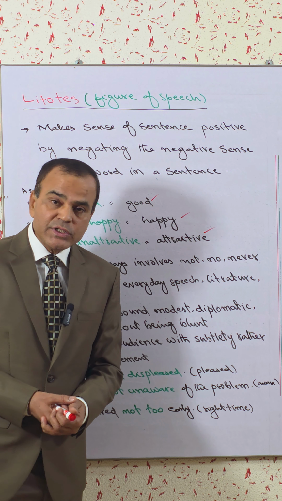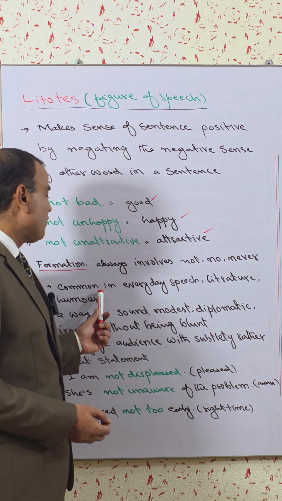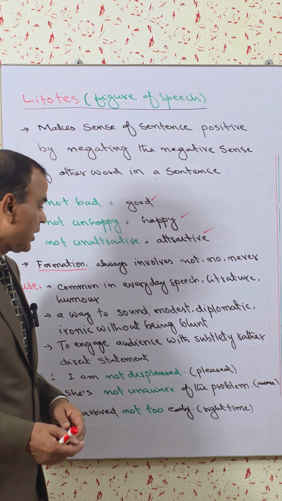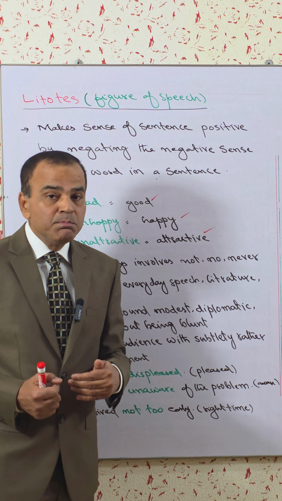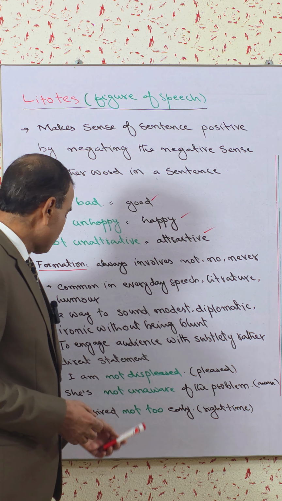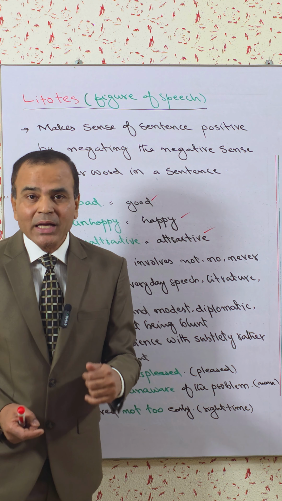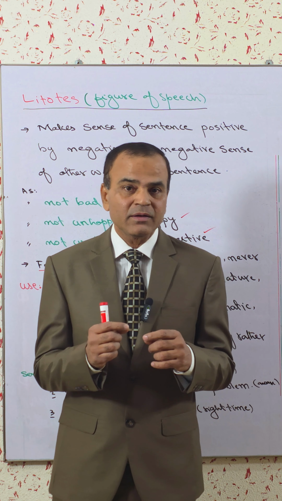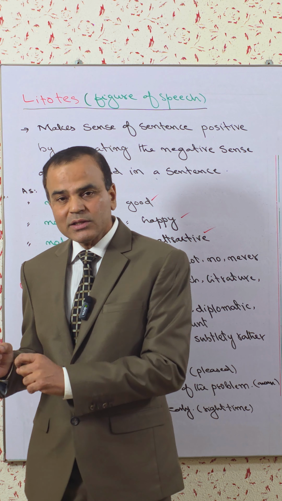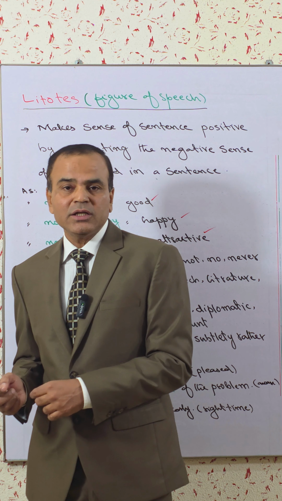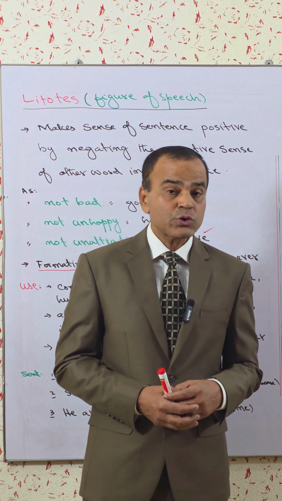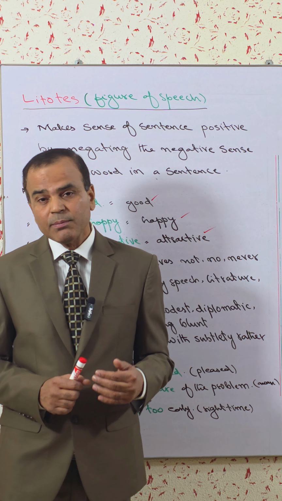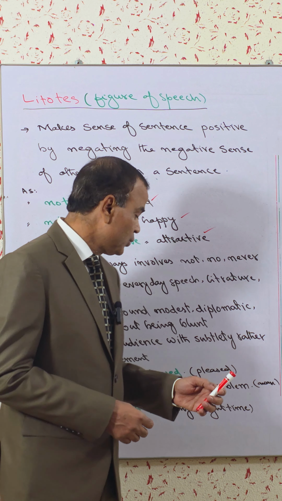What is the use of litotes in the English language? First, it is very common in everyday speech, literature, and humor. Secondly, when you want to be a little modest, diplomatic, or ironic without being blunt, sometimes you do not want to say things directly, but you make things a little subtle and with irony, so you choose litotes to express yourself, because you already know that in British English, if you are being direct, it is considered rude.